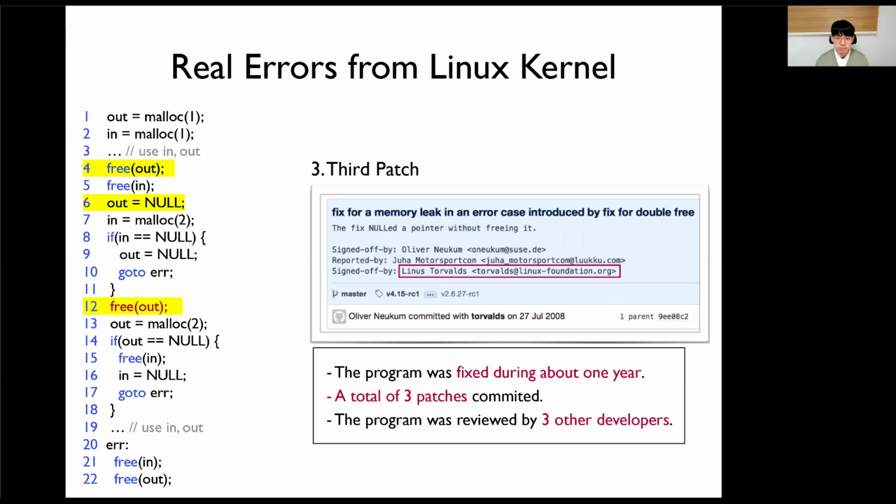Anyway, to fix the double free errors, it took about 1 year, and 3 patches were created, and 3 other developers reviewed this code. In particular, one reviewer was Linus Torvalds, who is the creator of the Linux kernel. Anyway, by understanding this real-world fixing process, I think you are highly motivated by how difficult it is to manually fix these errors.